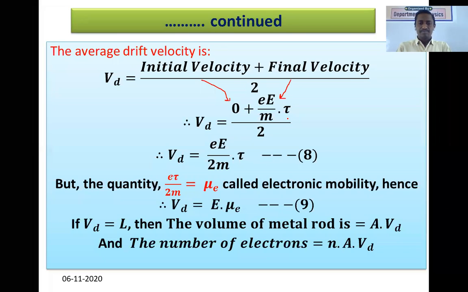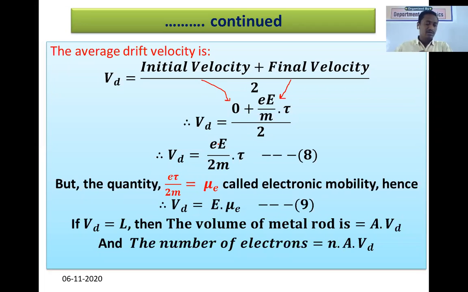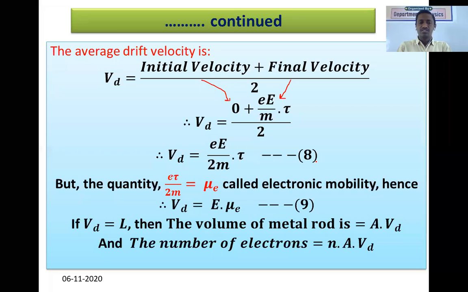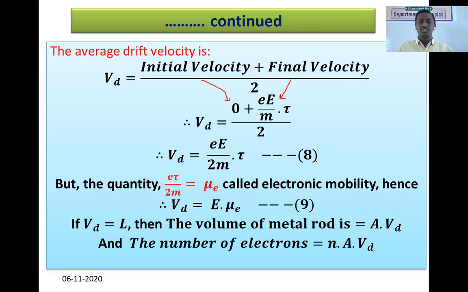So the average drift velocity will be the mean of the initial velocity and final velocity, divided by 2. As soon as the electron collides with another electron or with the walls of the conductor, it possesses zero initial velocity, and the final velocity achieved by the electron due to the electric field will be E upon m into tau. So the average will be E upon 2m into tau. That is our equation number 8, the expression for average drift velocity possessed by electrons due to the application of the electric field.